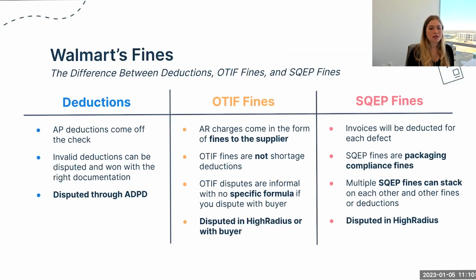So this is going to be shortage deductions that you might be receiving. This might be allowances. Whenever you're getting paid, you're going to see a little note in there that says something like a code 22 or a code 25. Those are AP deductions, so these are actually disputed through APDP. That's the accounts payable dispute portal.